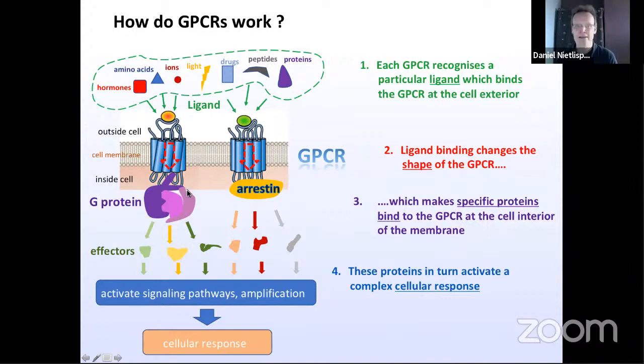And then this again will allow various other proteins to bind. It will start what we call signaling pathways or signaling cascades, which will lead to an amplification of the initial signal. And all of this leads to a cellular response. This is all a consequence of the initial event of having a particular ligand binding to the receptor. And so spotting the ligand presence on the outside of the cell translates into a cellular response.